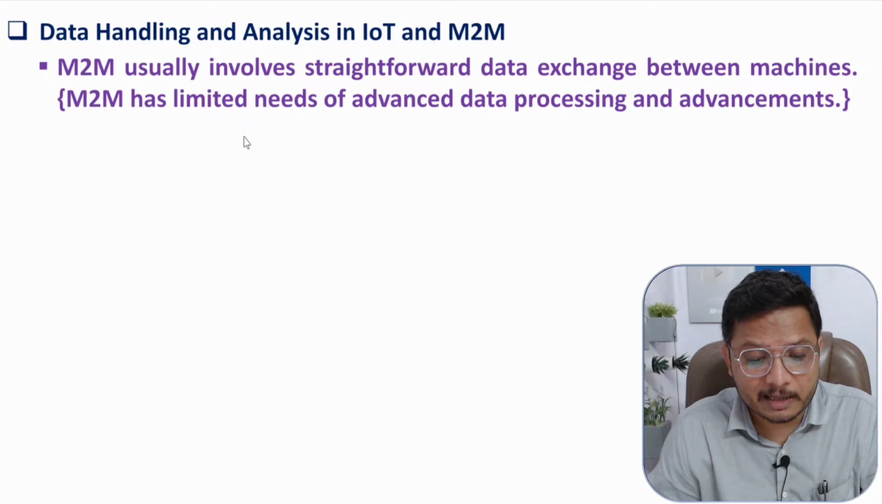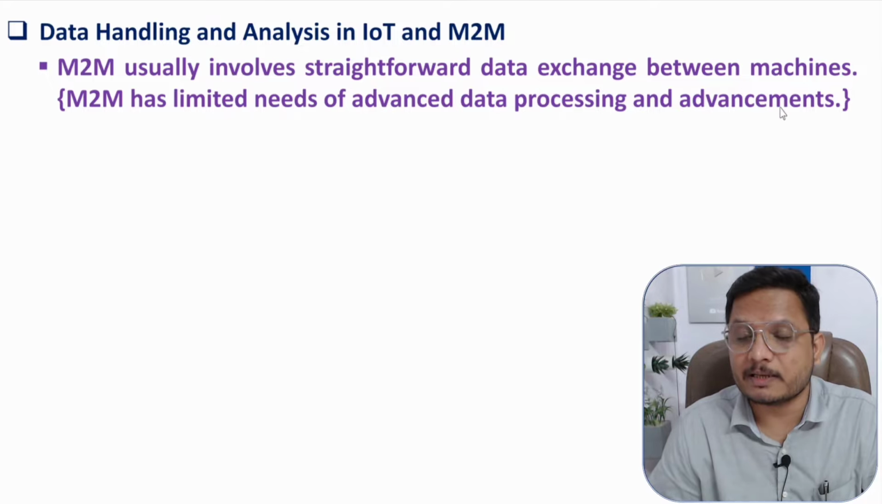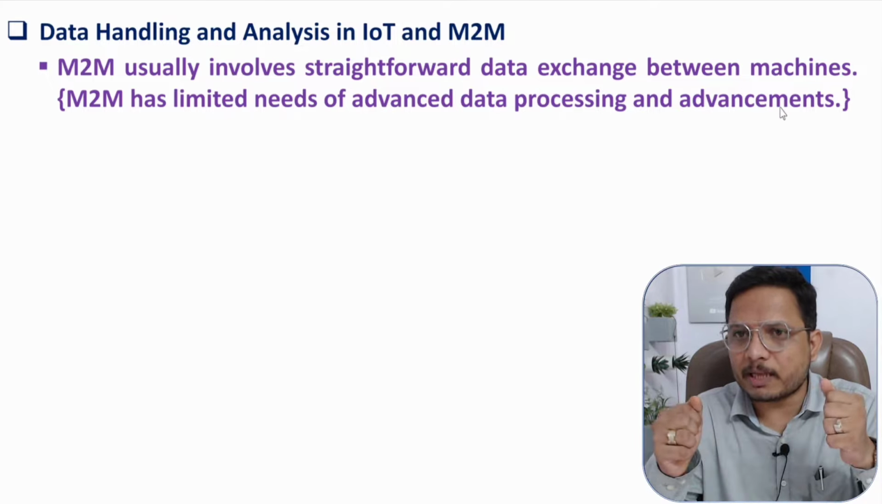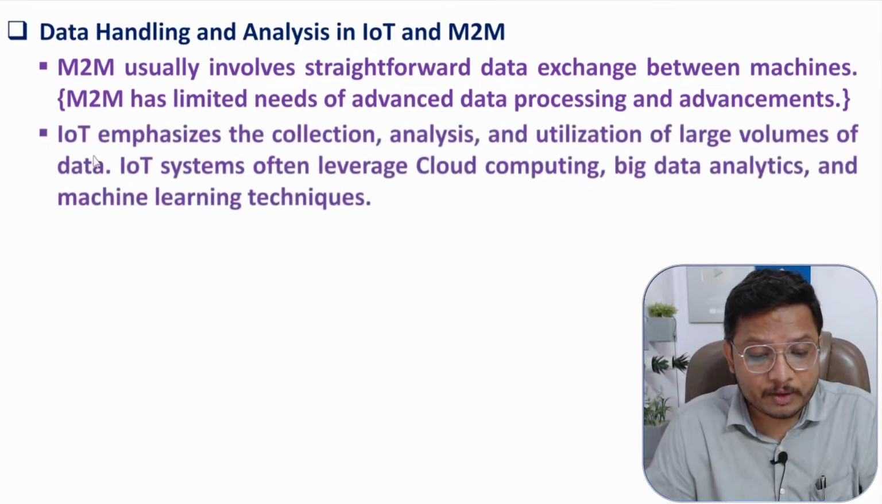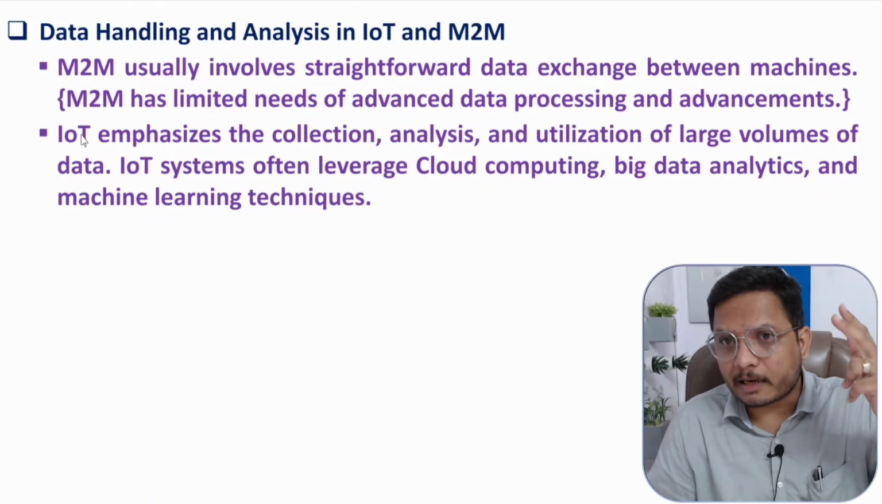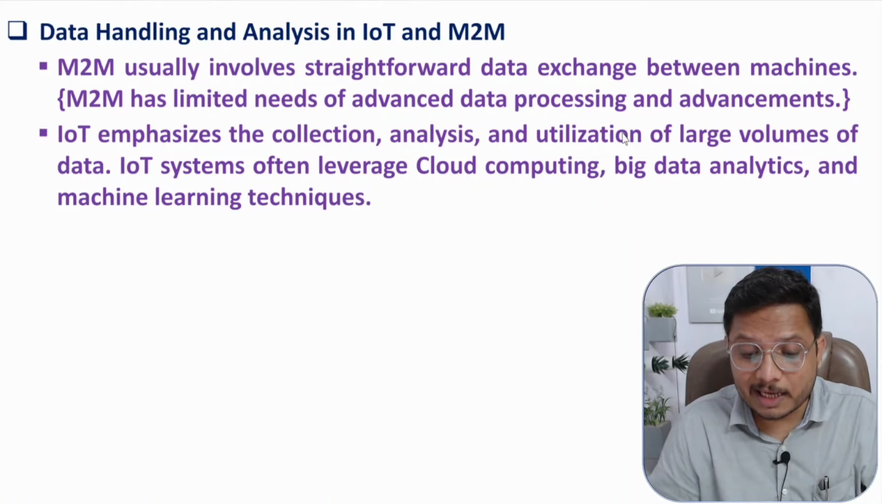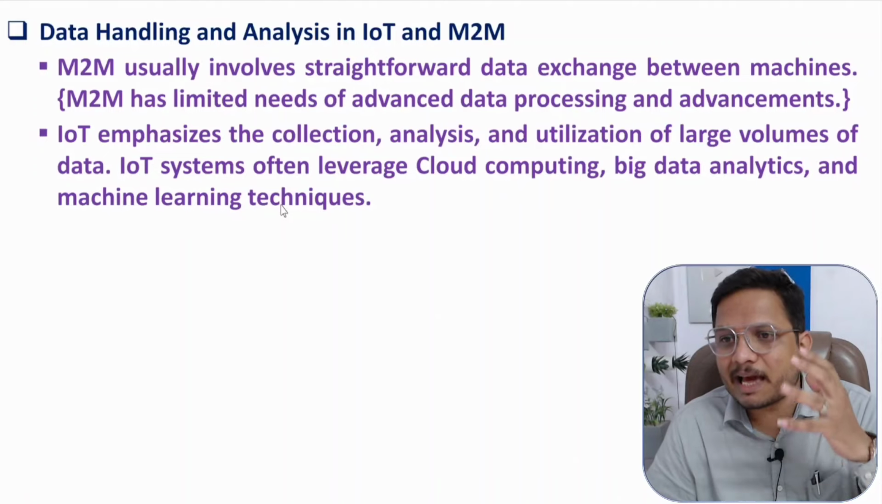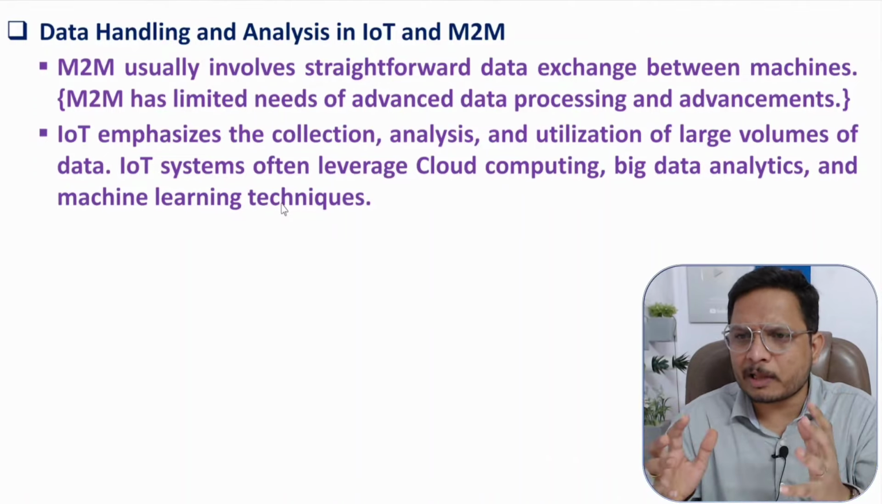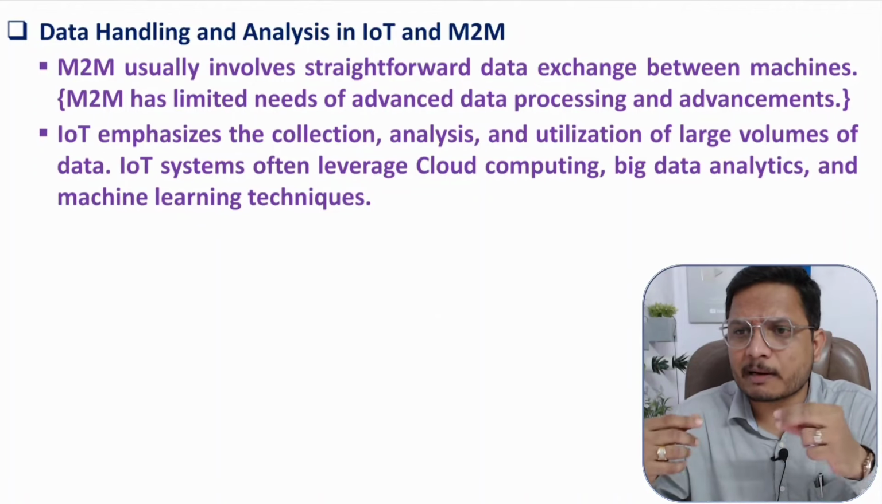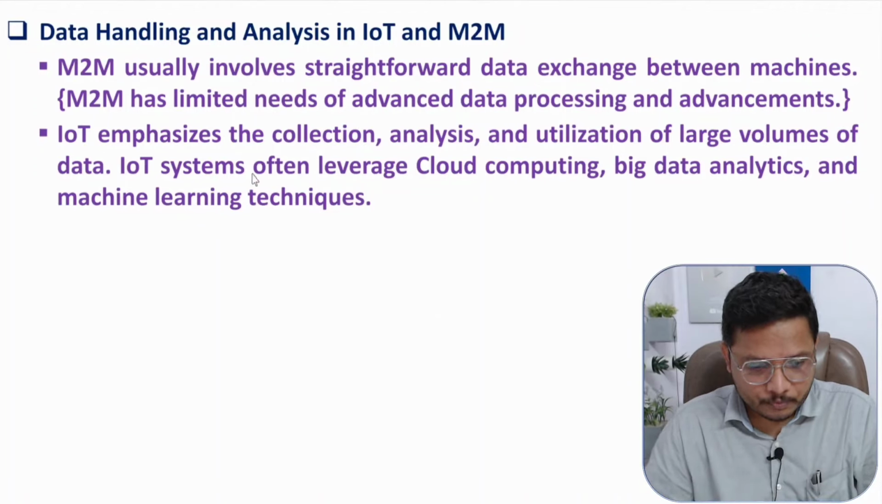So M2M has limited needs of advanced data processing, right? The reason is direct communication is happening, so you don't need to have data processing and all those things. While when we discuss IoT, here data will be uploaded on the internet. So data collection, analysis, and utilization of large data will be there in IoT. IoT systems often leverage cloud computing, big data analytics, and machine learning techniques, and AI also comes into the picture when it comes to IoT, right? So with the use of varieties of algorithms, varieties of types of solutions are provided on IoT, right?